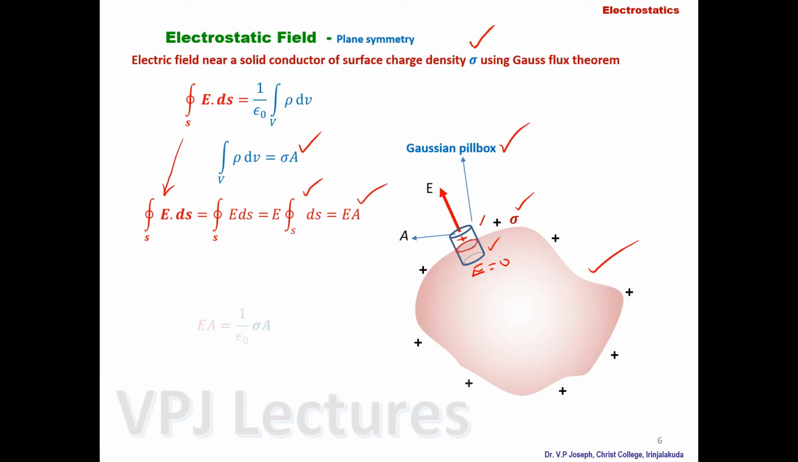Substituting the values, again we get E into A is equal to 1 by epsilon 0 sigma into A, or it is nothing but sigma by epsilon 0. So the result is the same. That is, for a conducting thick slab shaped conductor or a conductor of any arbitrary shape, the electric field just outside that conductor is given by sigma divided by epsilon 0.